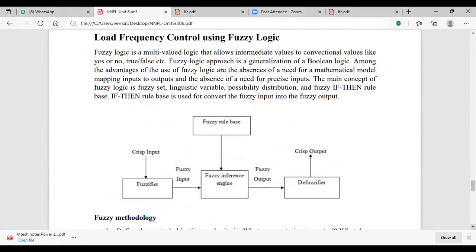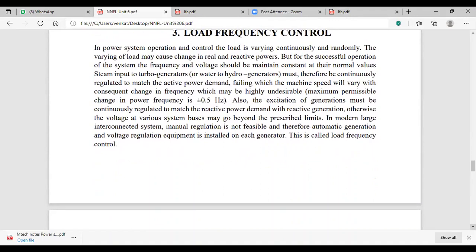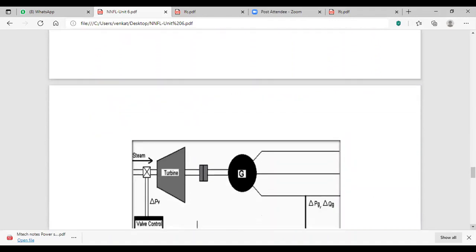So load frequency control using fuzzy logic. See, in your last year question paper, they have directly given what is meant by fault diagnosis. Okay, first part of your 6th unit. So there is a probable chance of getting your load forecasting or load frequency control using fuzzy logic. So you need to mention this block diagram. What is the concept of load frequency control? This block diagram.